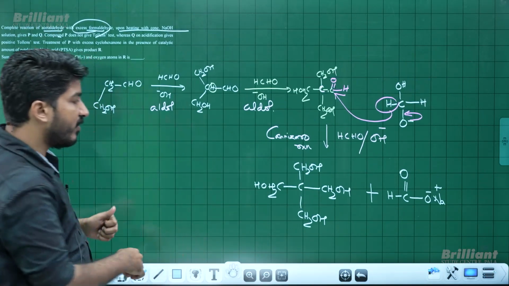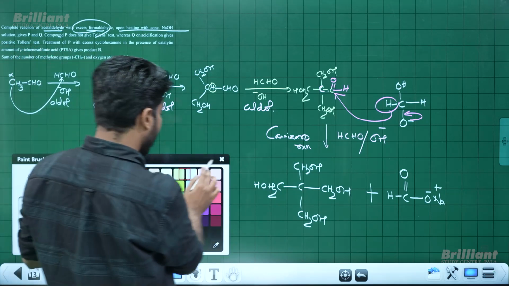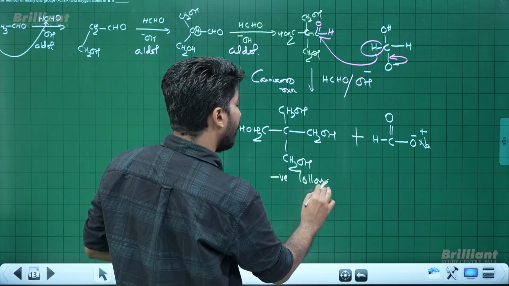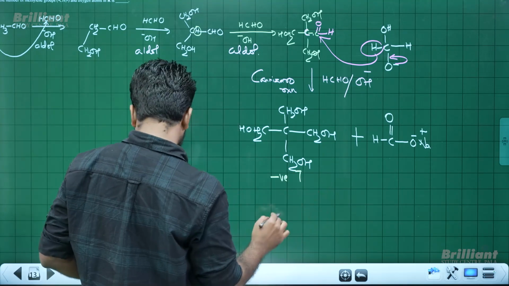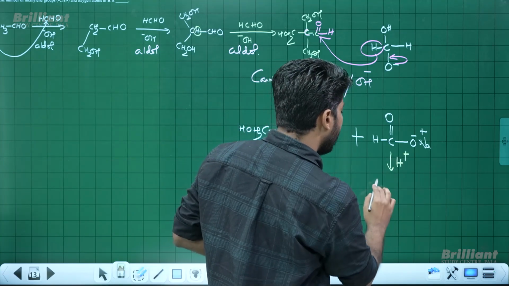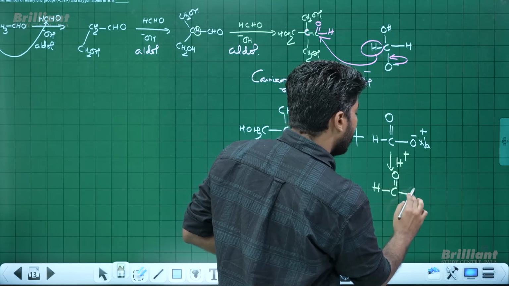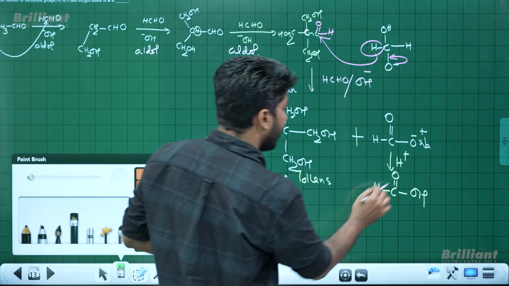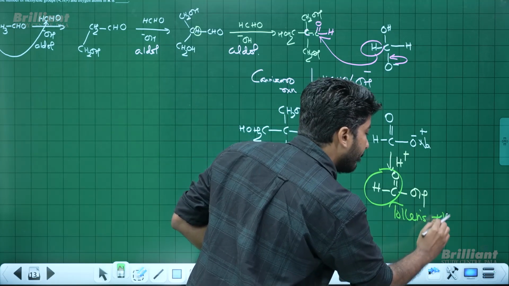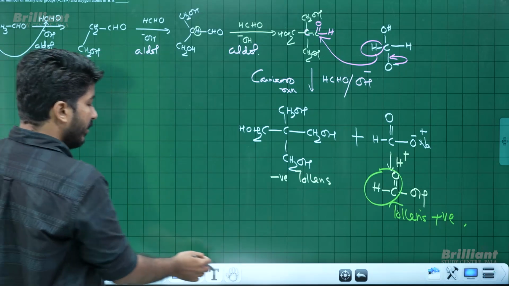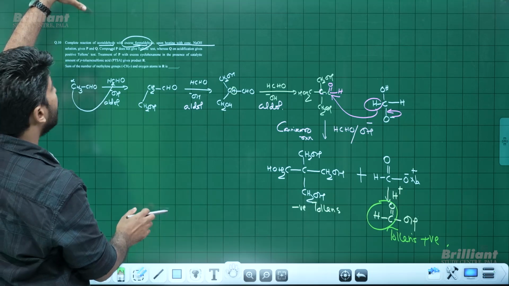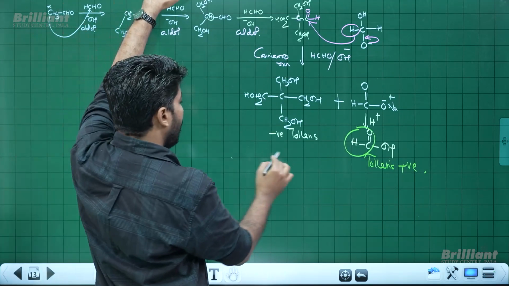Now let's find who is Tollens positive and who is Tollens negative. Clearly this alcohol is Tollens negative. It will not give the Tollens test. And on acidification, sodium formate becomes formic acid, which looks like an aldehyde, therefore Tollens positive. So we got P and Q. Let's assign the correct names. P is Tollens negative, Q is Tollens positive. So this is P, that is Q.